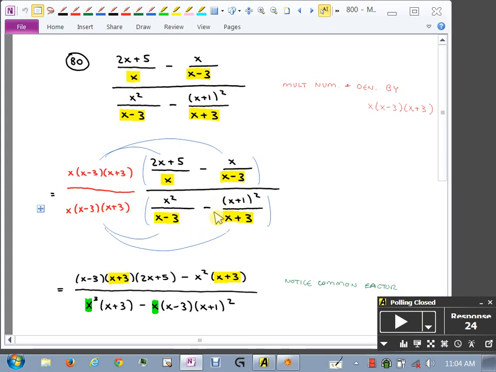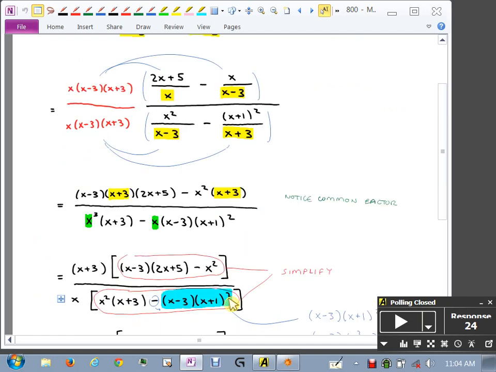And then here to here is the same story. The x plus 3's cancel. So I'm left with the x minus 3, the x, that's right here, and then the x plus 1 squared, which is here. Anything else?